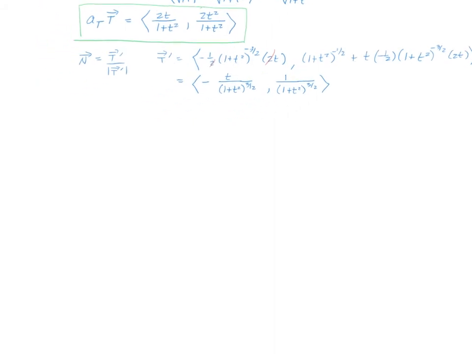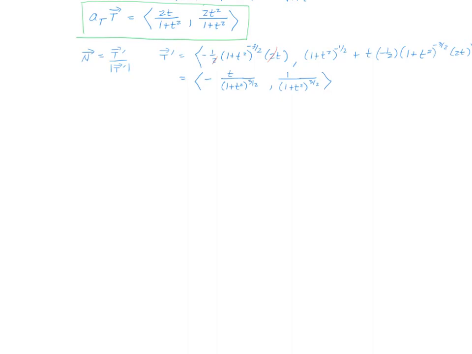Remember, that's just the derivative of our unit tangent vector. I still, to find my normal vector, need to take this vector and divide by its magnitude. I have to take this vector and, I never make my lines long enough. Divide by magnitude.